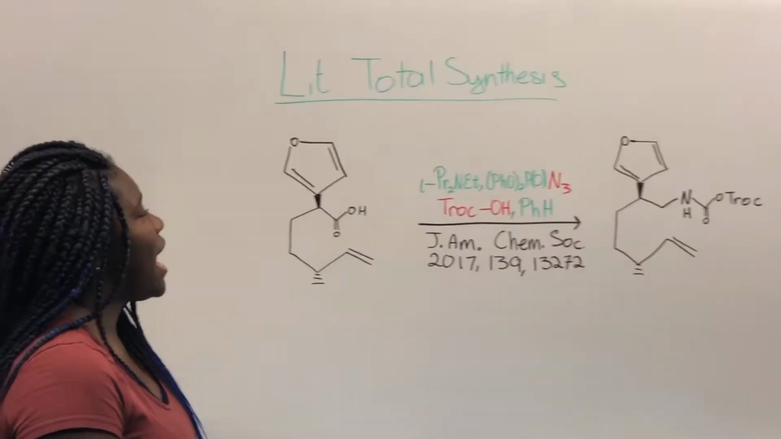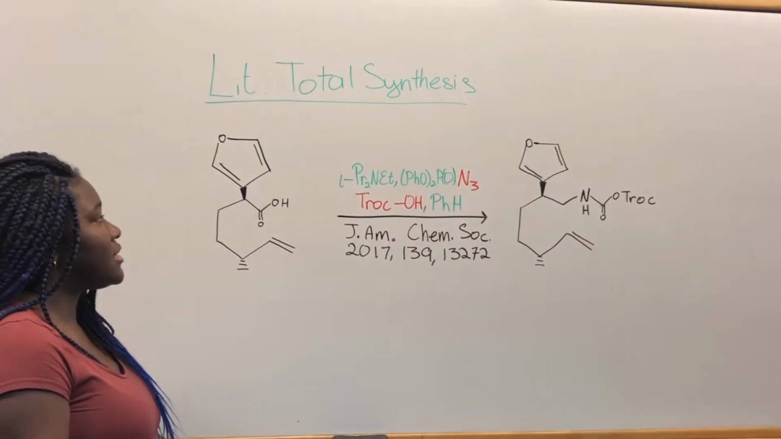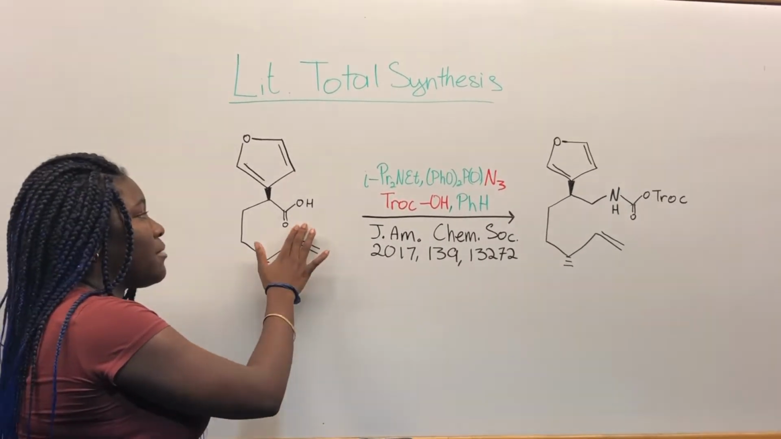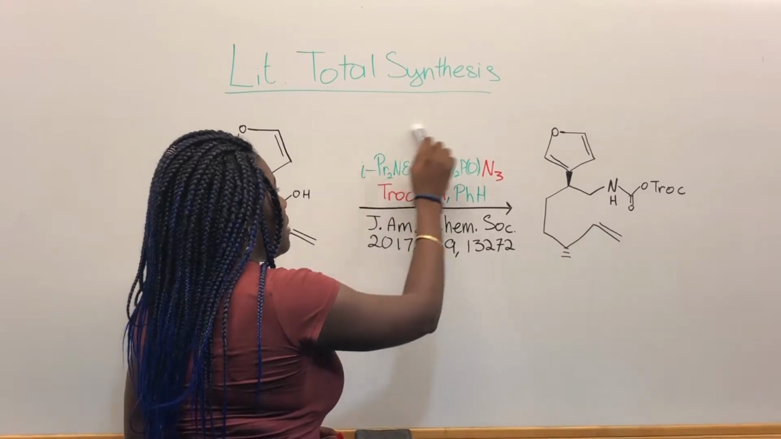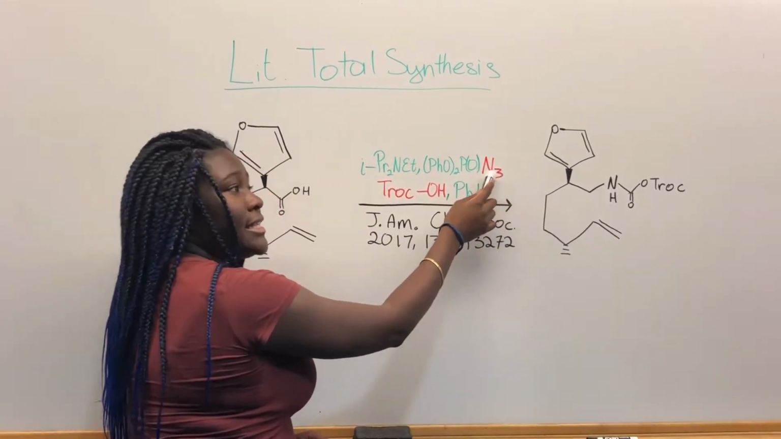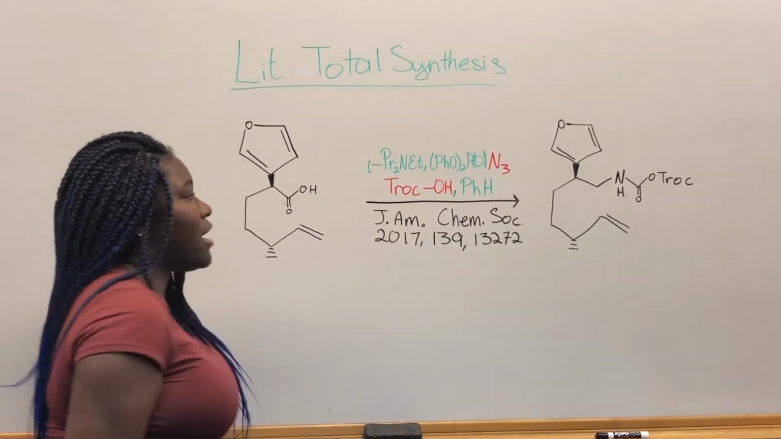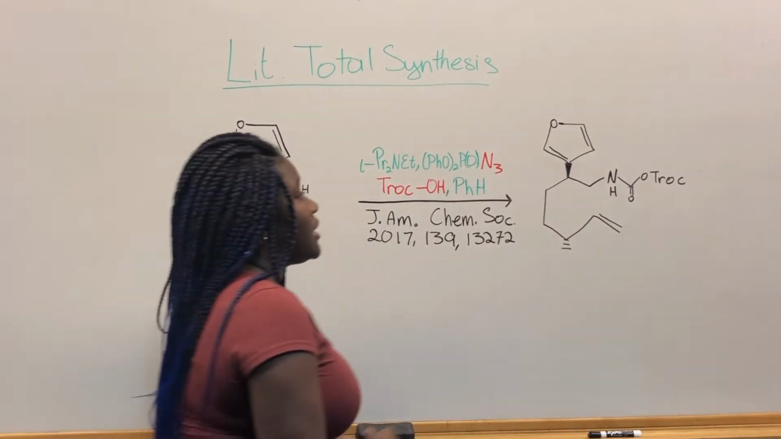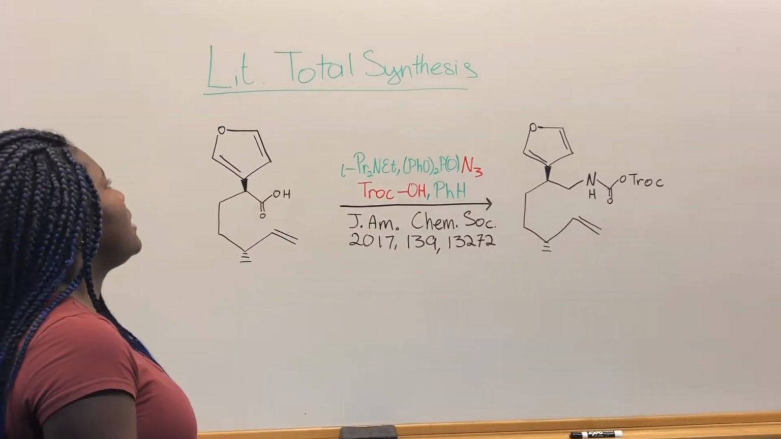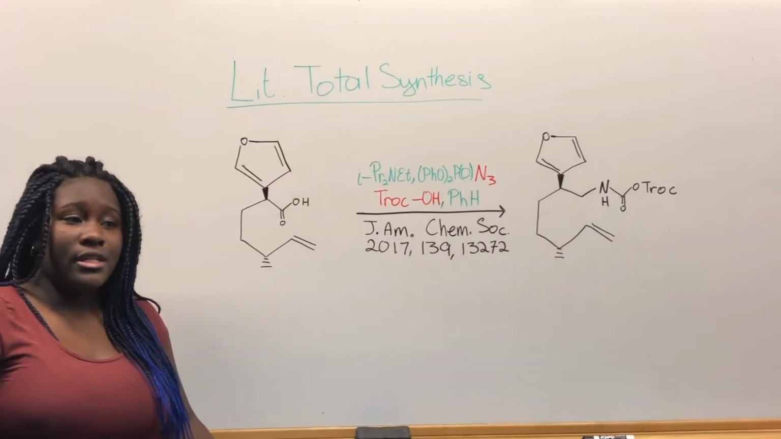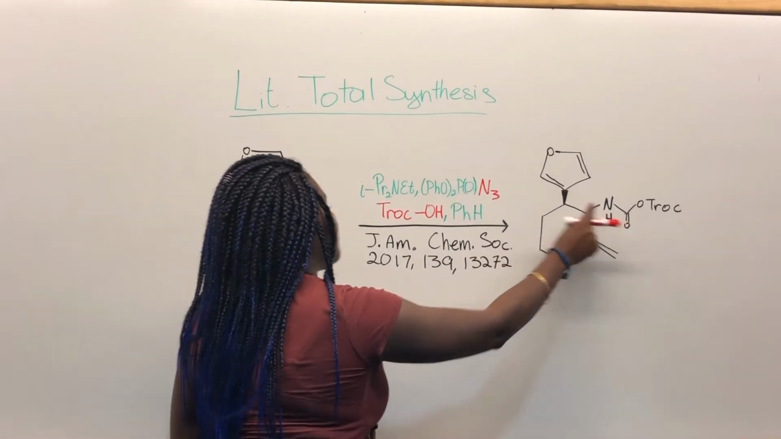Over here, I have the Curtius rearrangement being used in a literature synthesis. Our starting material has a carboxylic acid, and in our reagents, we have a cross-coupling reagent that helps get the azide to our molecule and a TROC protecting group with the alcohol. Our final product is a protected amine, and we can tell that the Curtius rearrangement was used in this step because of the placement of our nitrogen.